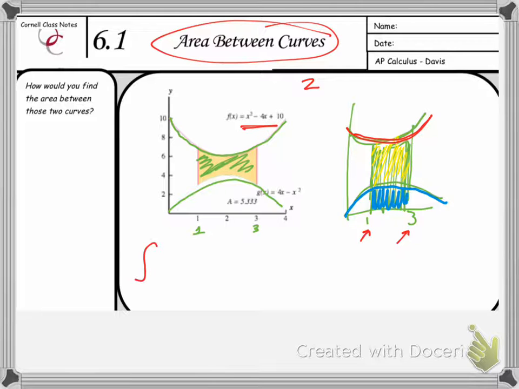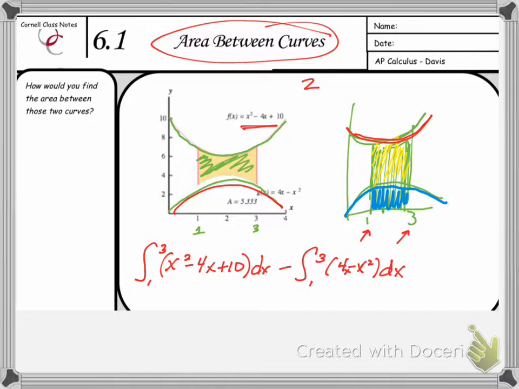So the integral, or the area under the curve of the top function from 1 to 3, that would be x squared minus 4x plus 10 dx minus the integral from 1 to 3 of the lower function. So that would be 4x minus x squared dx. And now you can put these together under one integral and then combine those functions. So let's put them together.